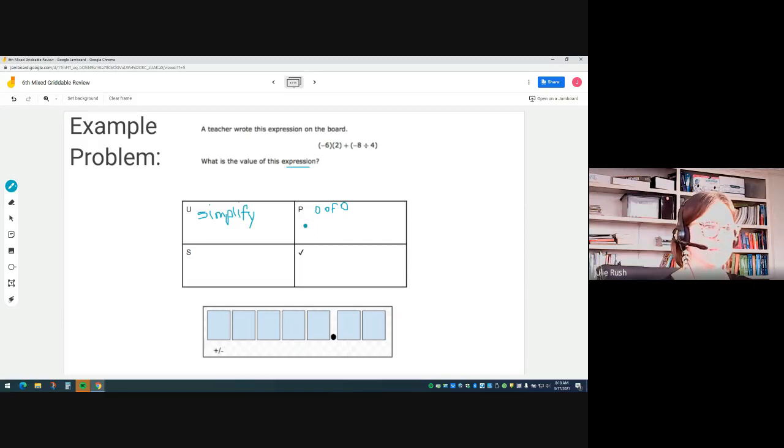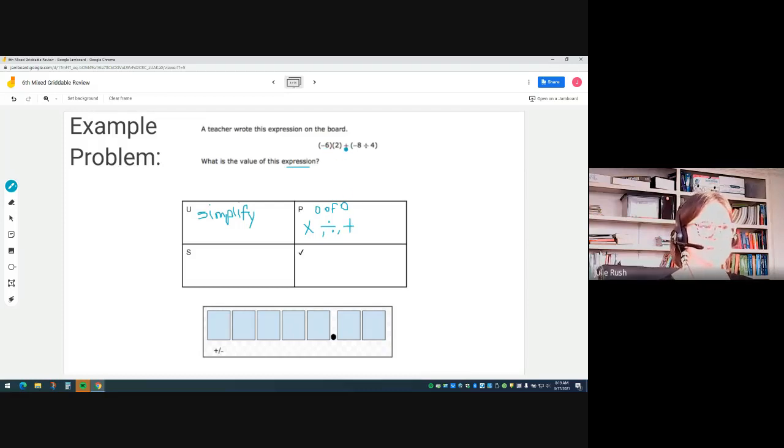So my plan is first step, I am going to multiply. Next step, I'm going to divide. And then my final step, I'm going to add. So sometimes I just make a little note like that for myself, just so I know first I'm going to multiply, second I'm going to divide, third I'm going to add.